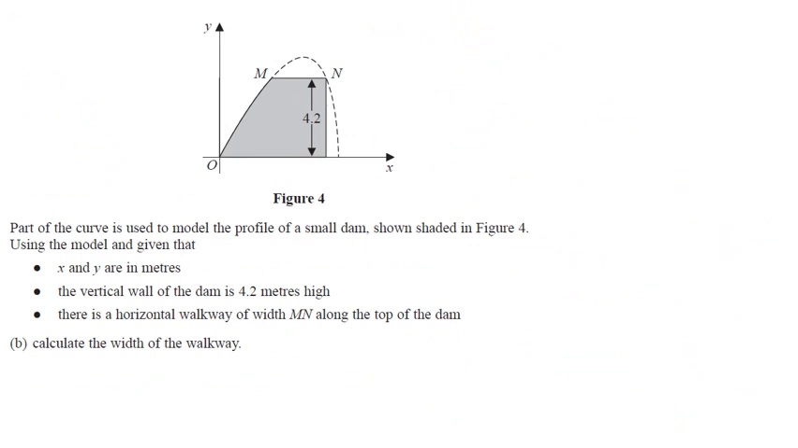Then we're told something about a dam. So part of this curve is going to be the profile of a small dam, x and y in meters. So the vertical wall of the dam is 4.2 meters high, and we've got this walkway here. Okay, there's somebody walking on it. So we need to find the width of that. So how do we go about doing that?